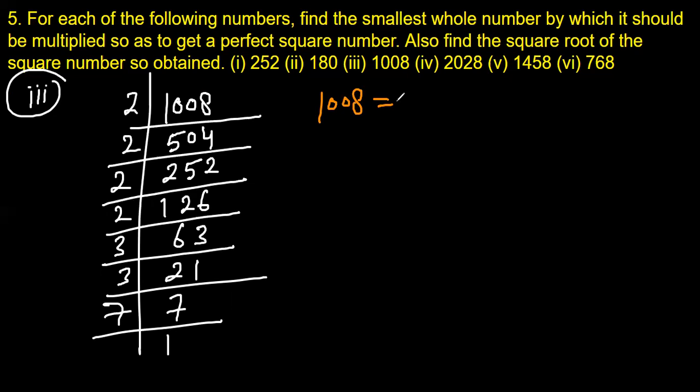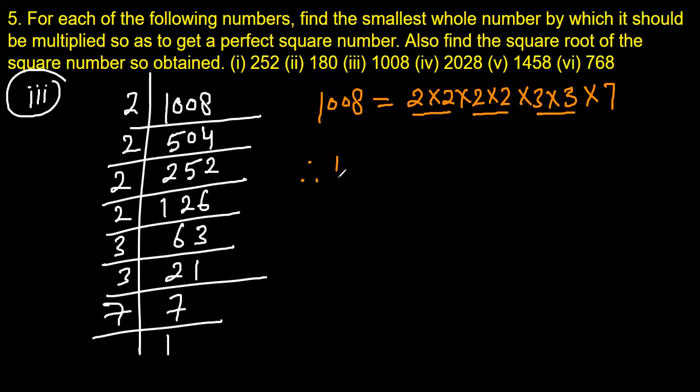1008 is equal to 2 times 2 times 2 times 2 times 3 times 3 times 7. Again, if we see carefully here, 2 is paired, but we have 1 7 which is not paired, one prime factor 7. So therefore 1008 should be multiplied by 7 to get a perfect square.